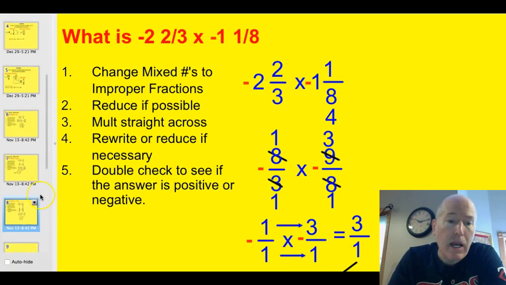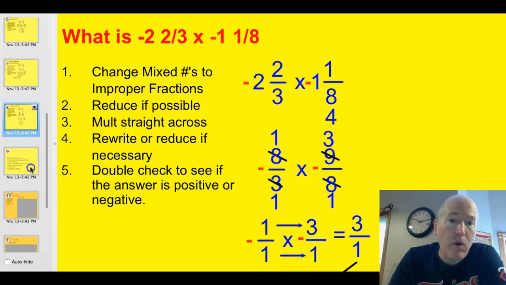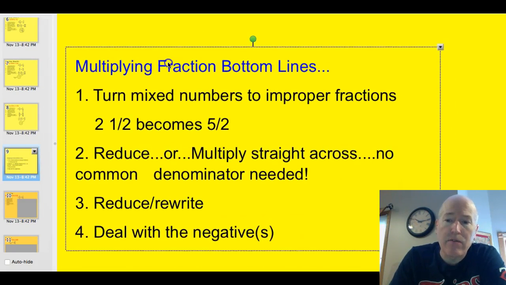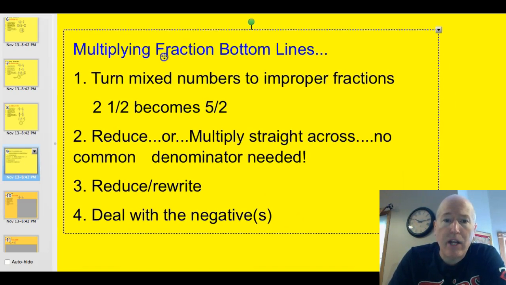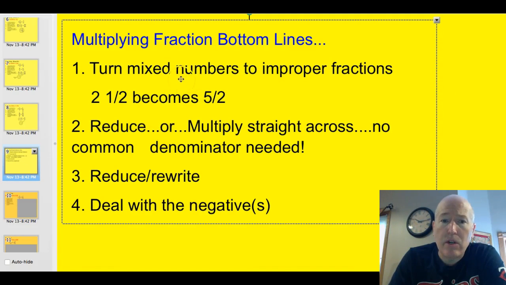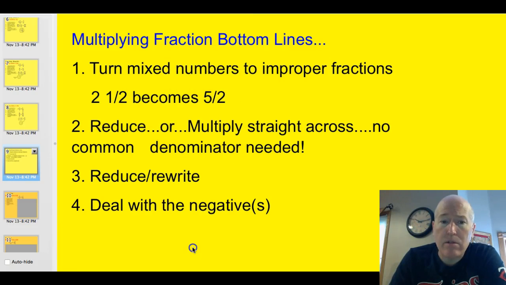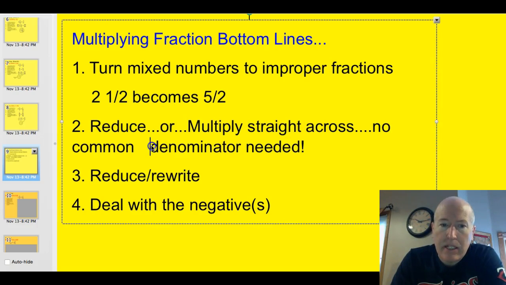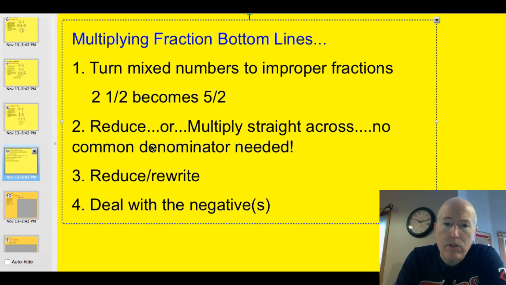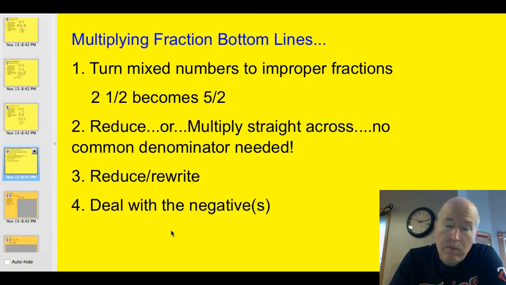All right, I believe it's time for you to try some. Oh, I got my bottom lines. Here's my bottom lines for you when multiplying fractions, mixed numbers. Turn the mixed numbers into improper fractions. Reduce if you remember, or multiply straight across. There's no common denominator needed or anything like that. And then reduce or rewrite at the end. You're going to have to flip that improper fraction back into a mixed number and make sure you deal with the negatives.